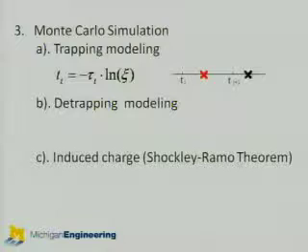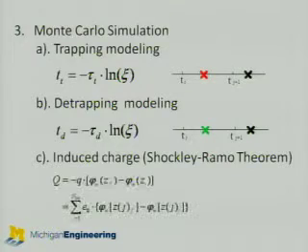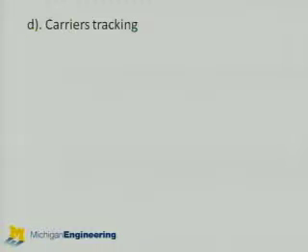So it's the same story for the detrapping. Our generated detrapping number indicates when it will be detrapped. If it's smaller than the subinterval, it will be the green dot, and it will be detrapped. And if it's longer than the subinterval, it won't be detrapped. It's noted as the black dot. Then I can calculate the induced charge by the Shockley-Ramo theorem at each time instant by the expression below. Since I know where the carriers are, I can track the carriers.